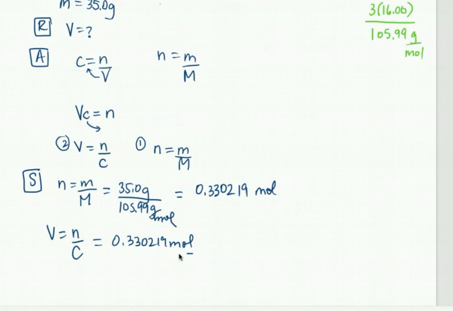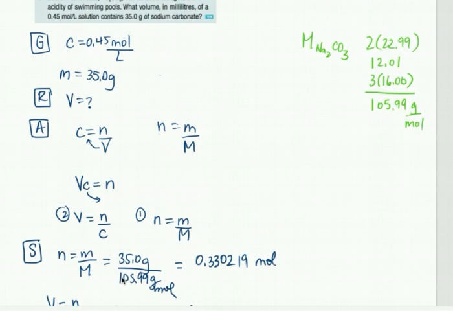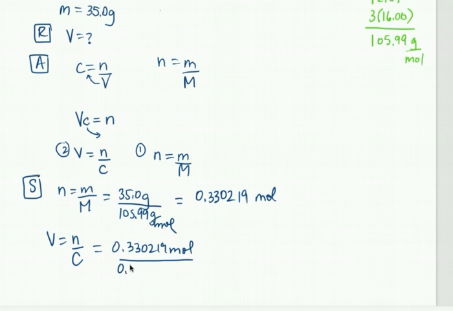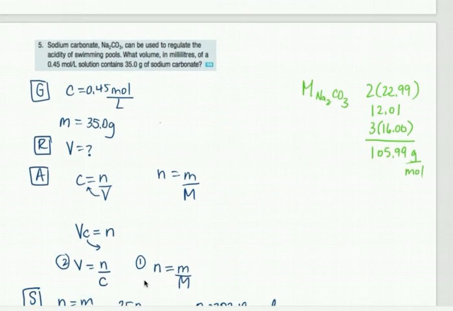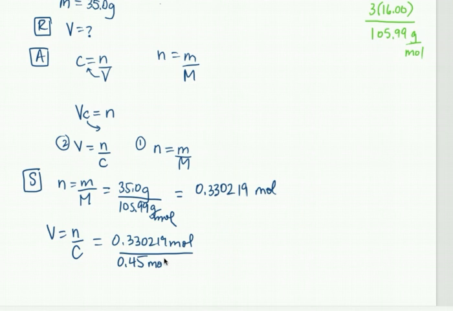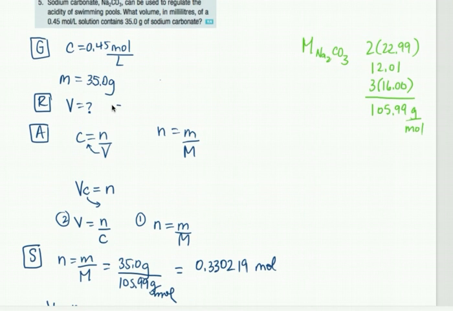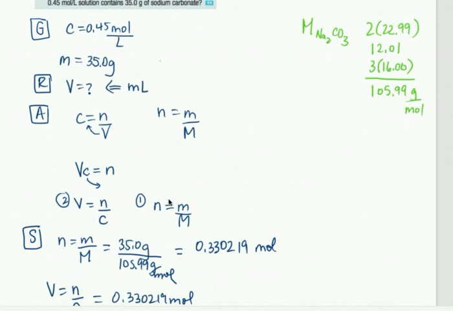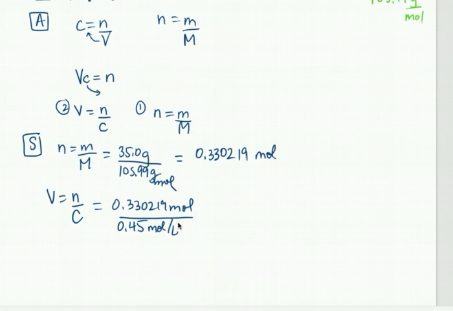Okay, so moles divided by 0.45 mole per liter. And one thing I'm going to add here is that it wants it in milliliters eventually, okay? So we're going to take this number, divide by 0.45 mole per liter, and then we'll get to our volume.